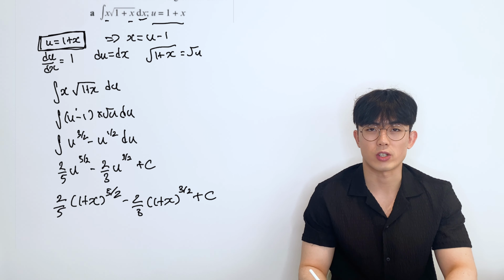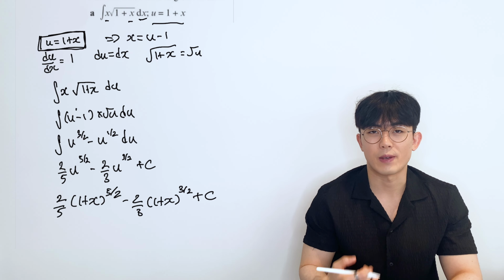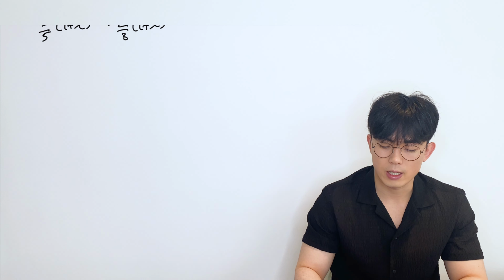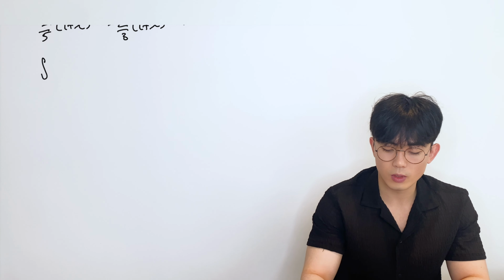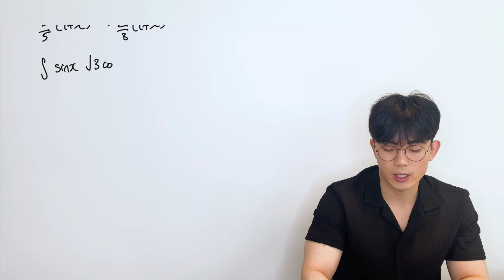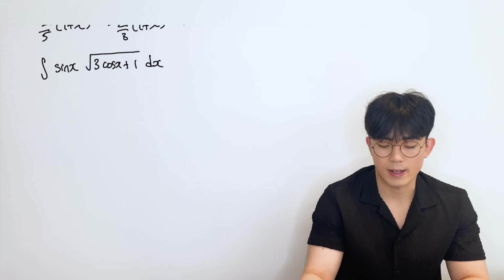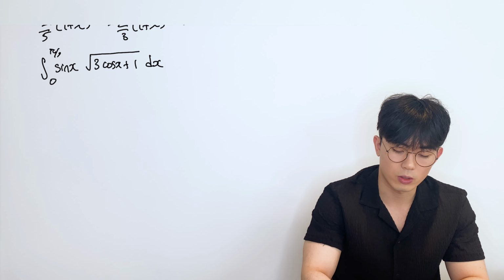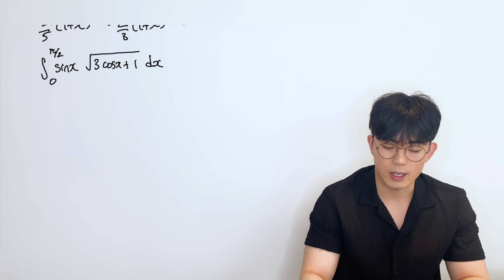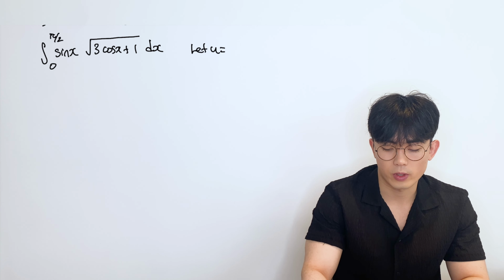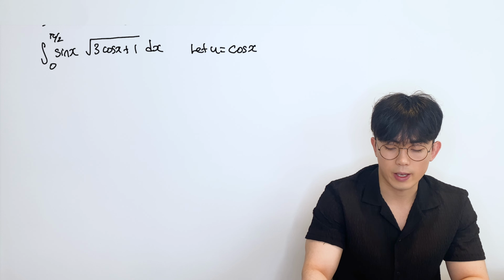And that's how we do integration by substitution. It's fairly simple if they've given us the substitution to use. Right, let's look at another question. Let's say I want to integrate sine x multiplied by root of 3 cos x plus 1 dx. And now I'm going to put some limits in as well, from 0 to pi over 2. And let's say our substitution, let u equal cos x, like this.